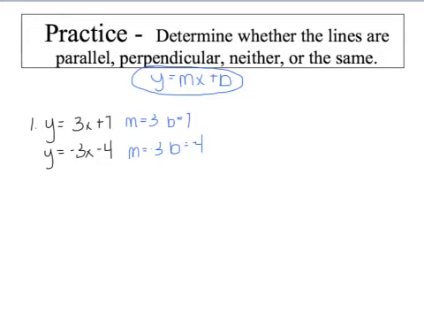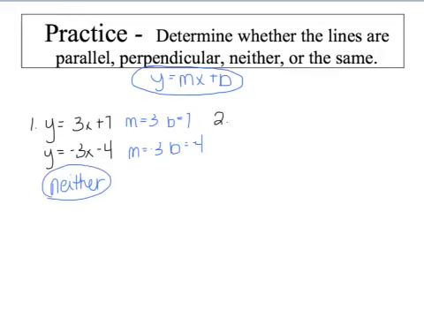Well, we know they're not parallel because they're not the same slope. They're not the same line because it's not the same slope and the same y-intercept. We also know that they're not perpendicular. And the reason they're not perpendicular is because although the slopes are opposites, they're not reciprocals of each other. So in this case, our conclusion is just neither.